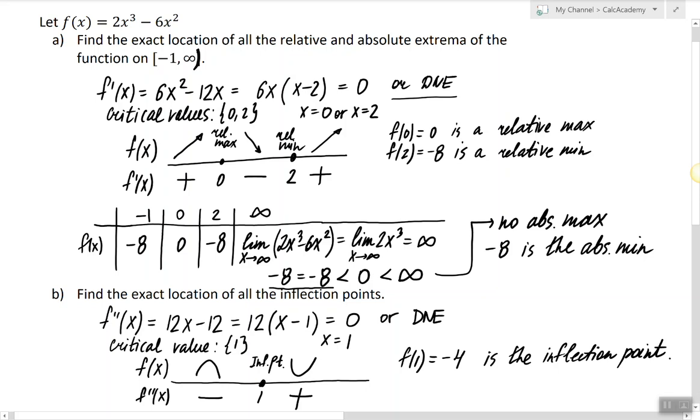We can also use the second derivative to classify the critical values. So for example, at 0, the second derivative is negative. That means if 0 is a critical point with a negative second derivative, it has to be a maximum. And same thing for 2. At 2, the second derivative is positive, and that means that at 2 we have a relative minimum. So this is an example of how to use the first and second derivative to learn something about the function.